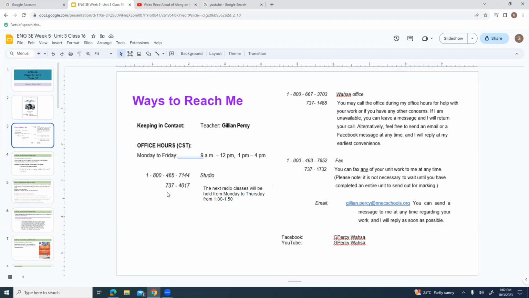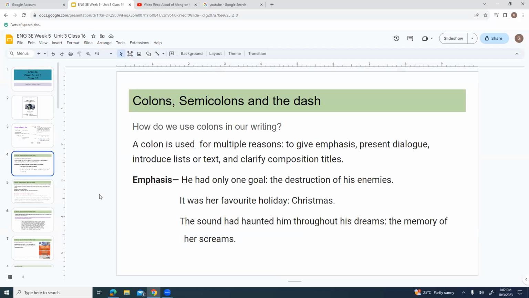Okay, so we wanted to talk today about colons, semicolons, and the dash. So this kind of oddball punctuation that we see sometimes, but we don't often use. And when we do use, sometimes we use them incorrectly. So I just kind of wanted to talk about how to use them in our writing.